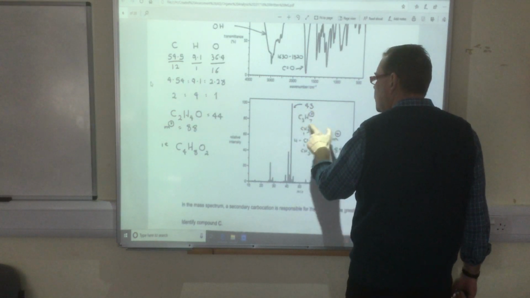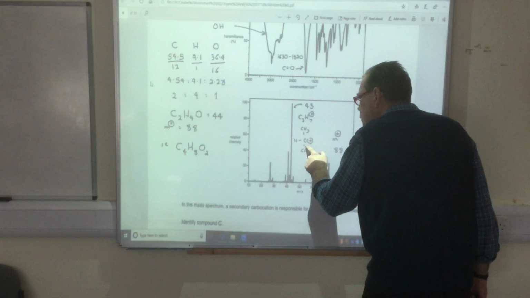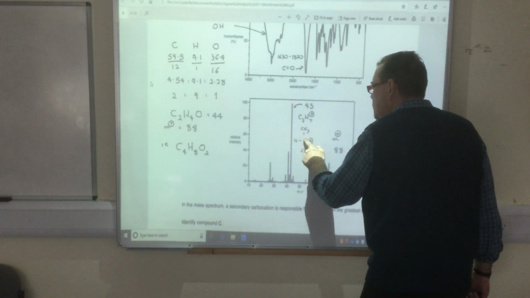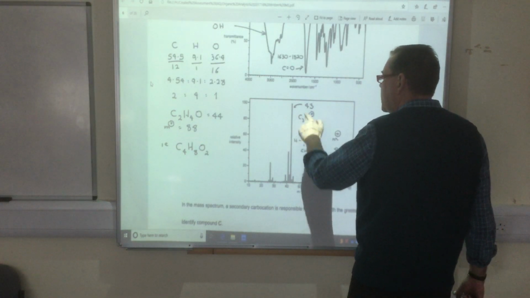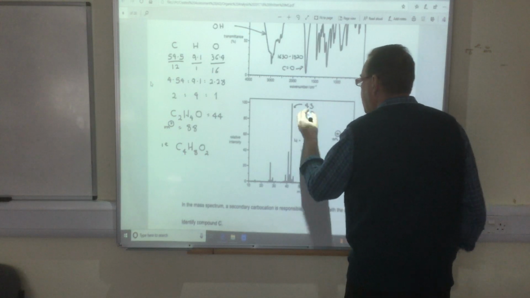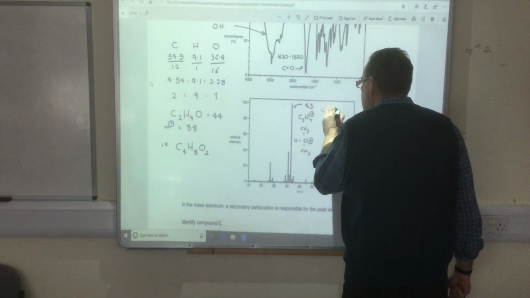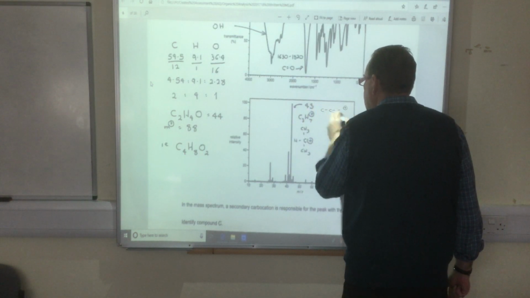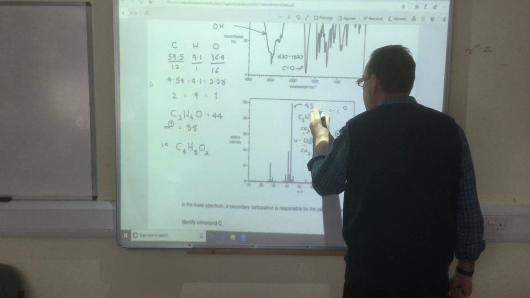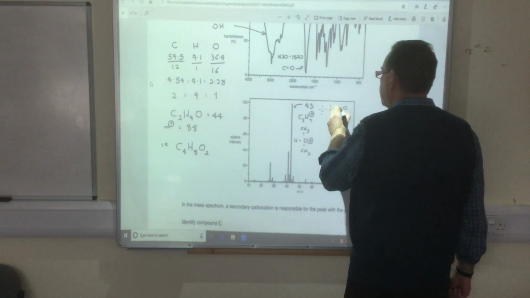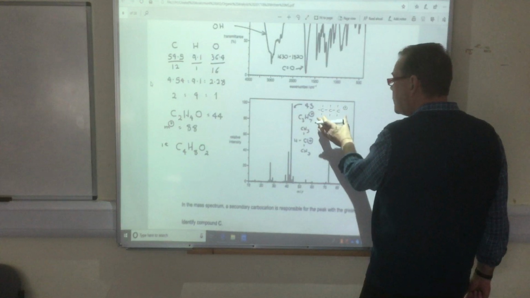There is a straightforward propyl group, but it could be that. 1, 2, 3. It could be that, in a line, 1, 2, 3 with a plus on it, right? With the H's round it, like that, for sure. That type of ion there.